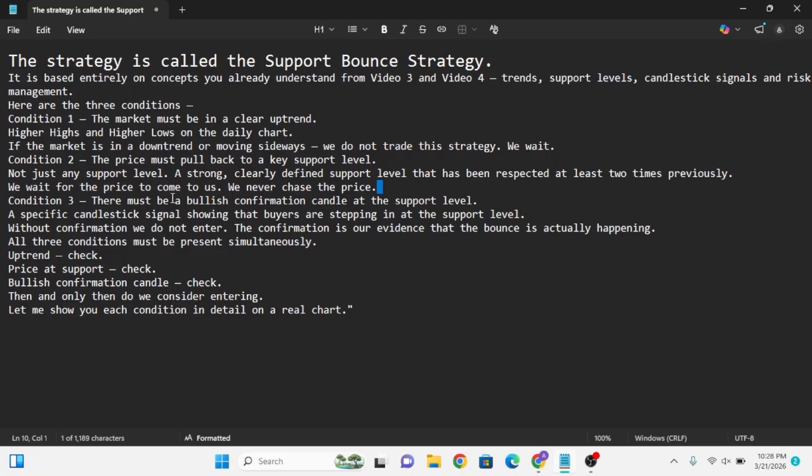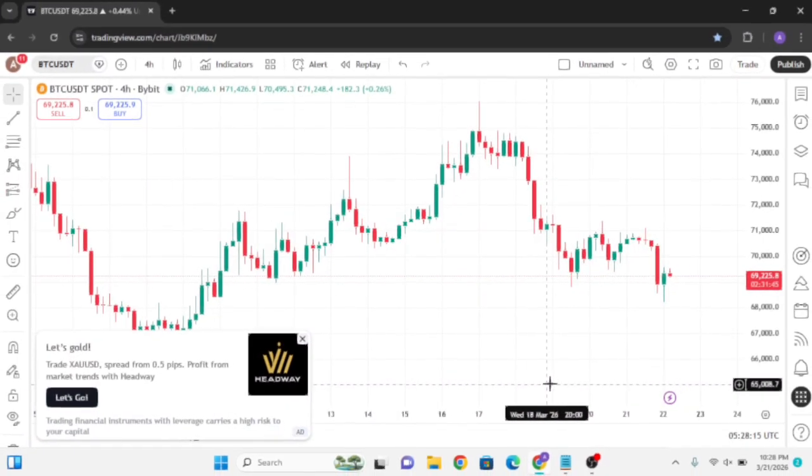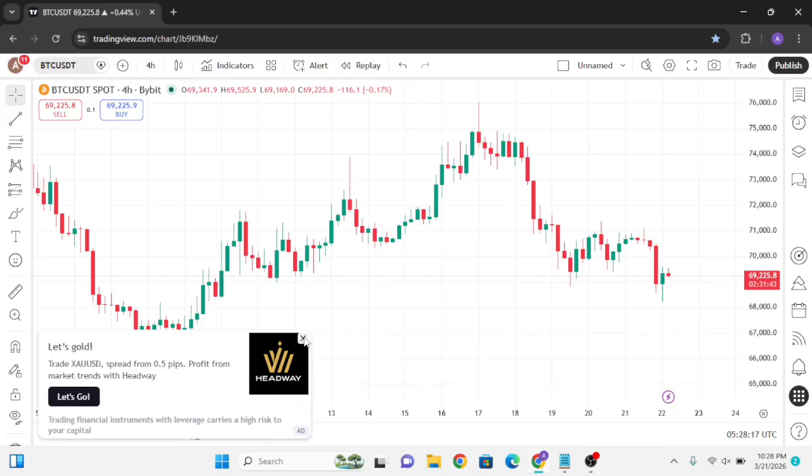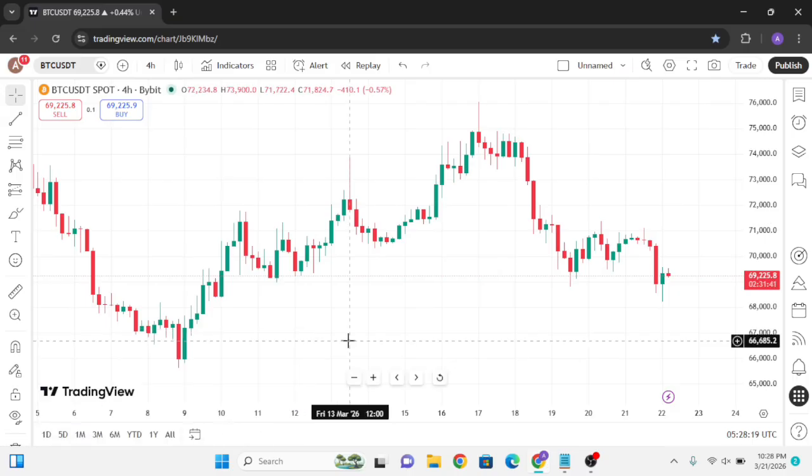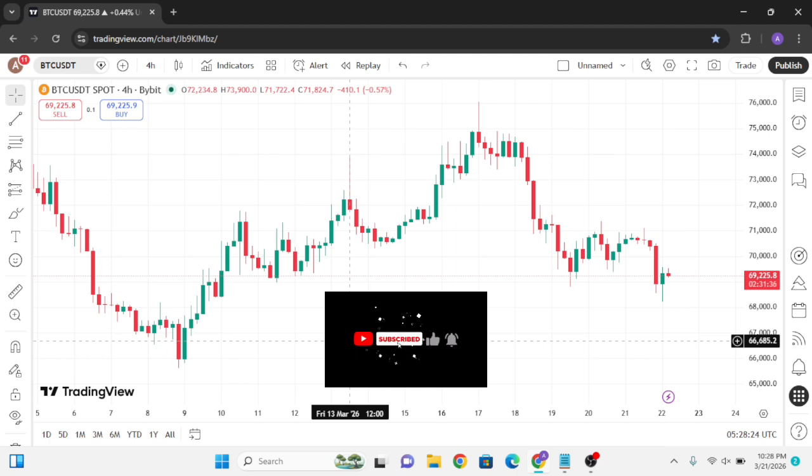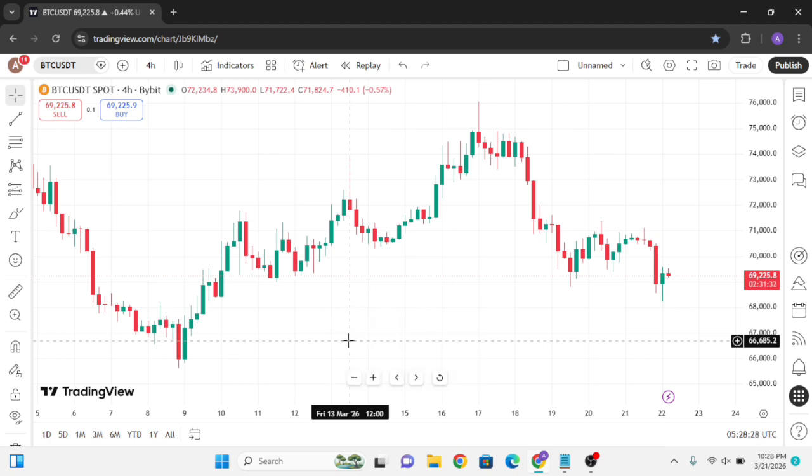Let me show you each condition in detail. Let's go to TradingView. Now we are on TradingView. This is Bitcoin USDT on the 4-hour time frame. Now let me show you condition 1, which is to identify a clear uptrend.